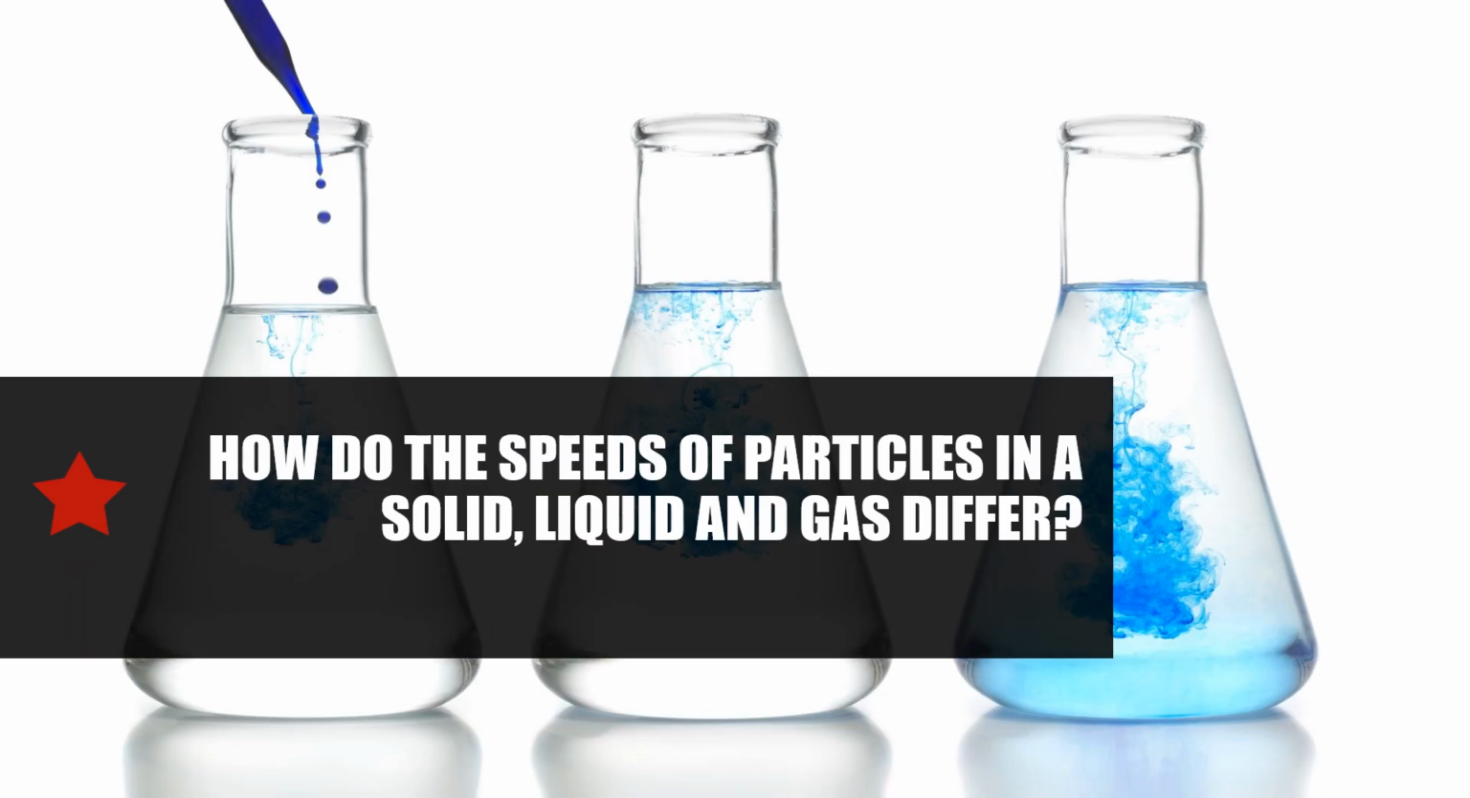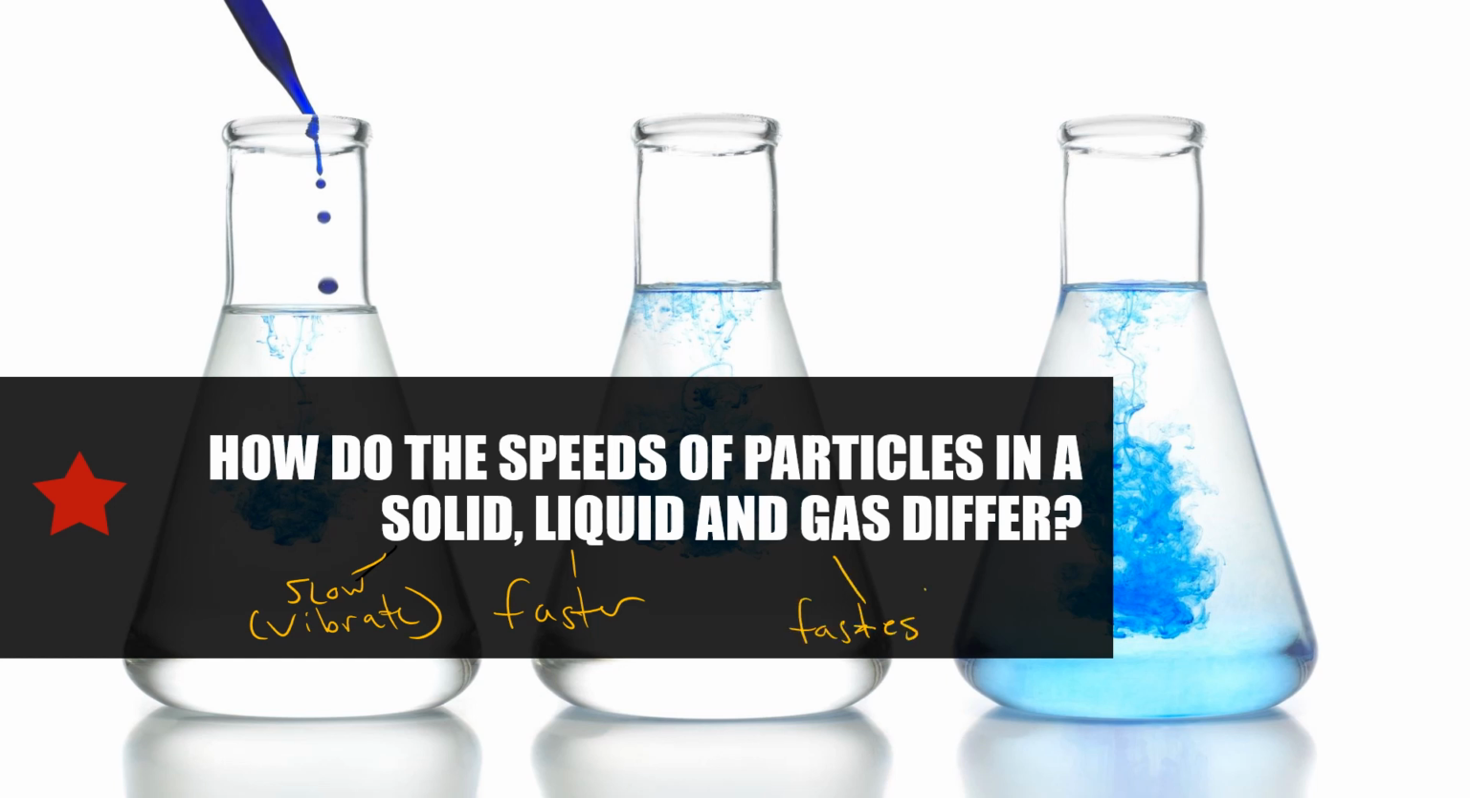All right, next question. How do the speeds of particles in a solid, liquid, and gas differ? Well, in a solid, they are extremely slow. They hold their place and just simply vibrate where they are. They do not really move too quickly at all. So they vibrate in place. In a liquid, they are moving a bit faster. And then in a gas, they are moving the fastest of all.